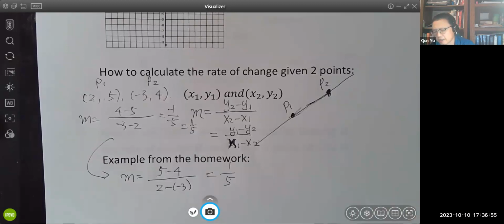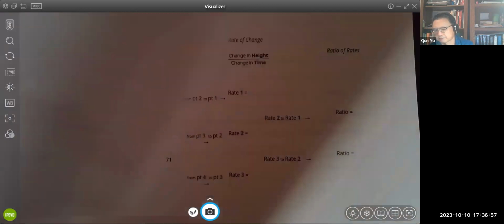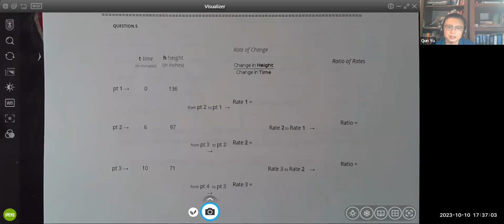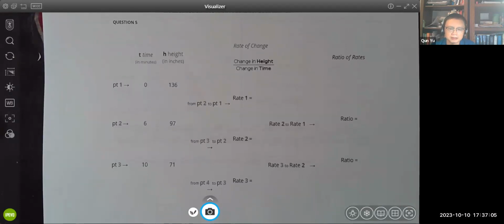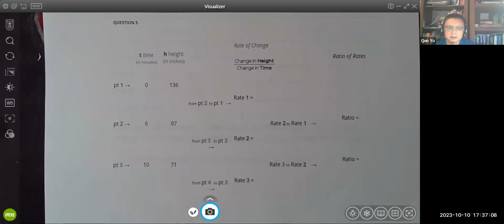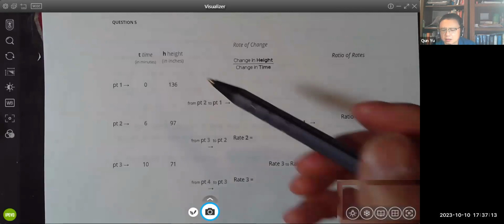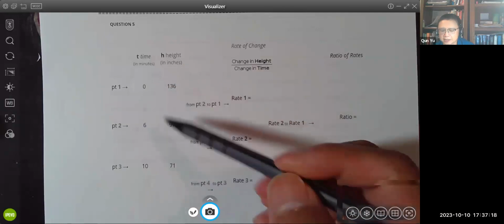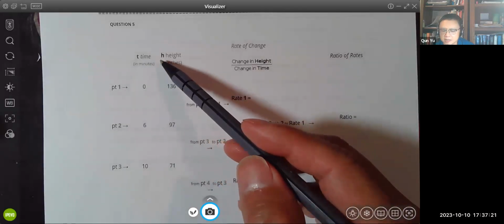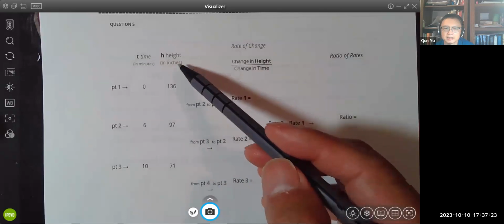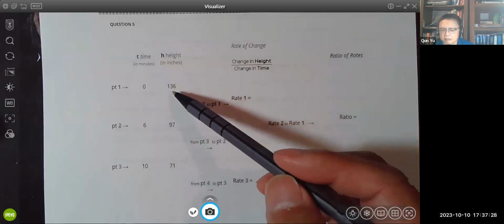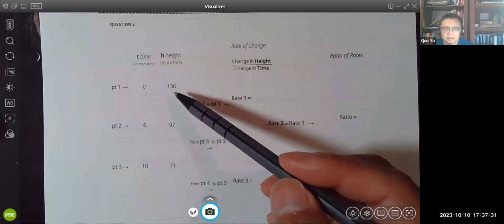Okay, now let's move on to the next page. Now I copied and pasted this from your homework section, just to make sure people understand the question correctly. There's a lot of misunderstanding of the question itself when I grade this part of the homework. So first of all, we are given two columns of data here. The first column is time in minutes. The second column is height in inches. The point 1 has these coordinates: 0, 136.